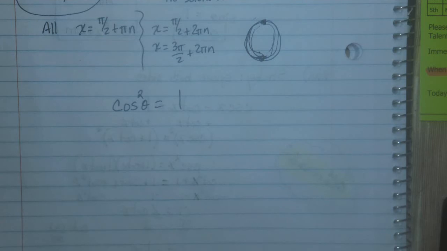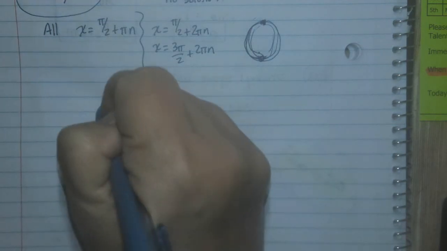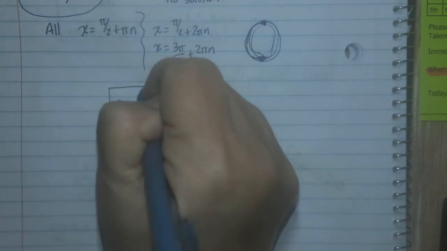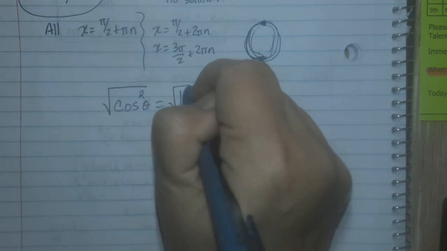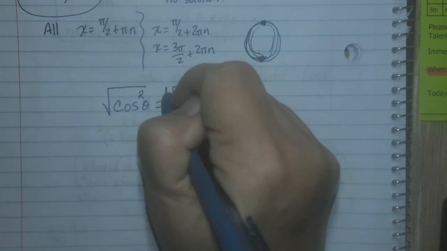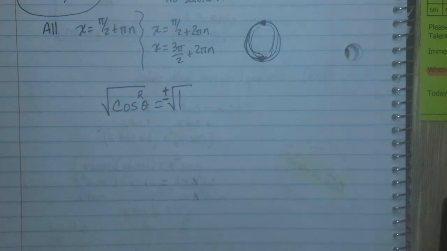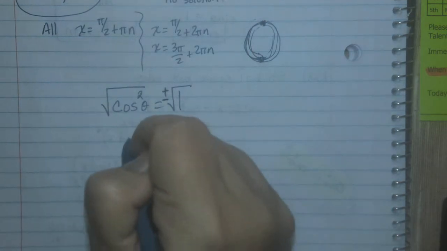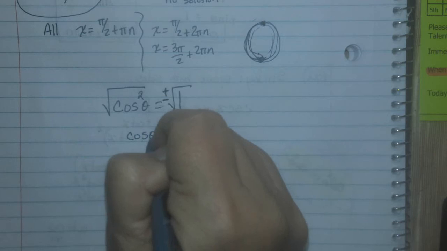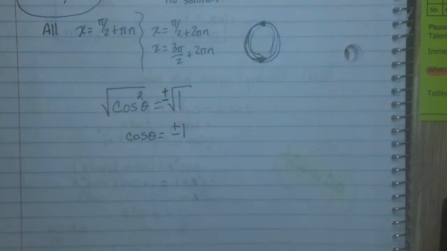What are you going to do with that guy? Yeah, you want to get rid of this square, so you're going to do the square root of both sides, but here's the caution. When you do this square root, what needs to go in front of it? Plus or minus. So the square root and the square undo each other, and so cosine of theta equals plus or minus 1.